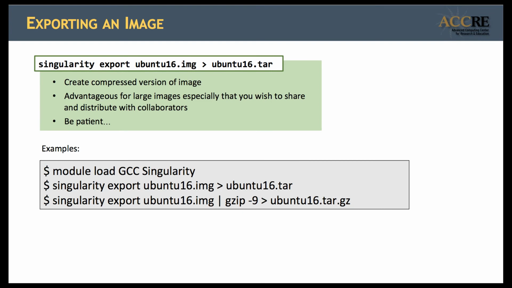There's also a Singularity export command, so if you're going to be sharing your image with collaborators, you might want to compress it slightly. This export subcommand will allow you to create a tarball. You can also pipe that to a tool like gzip to make it even smaller.